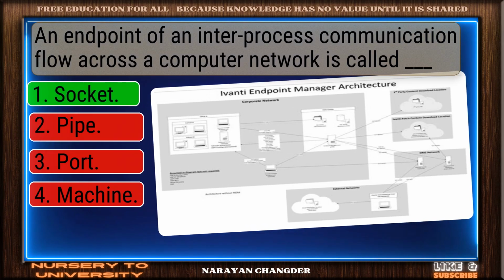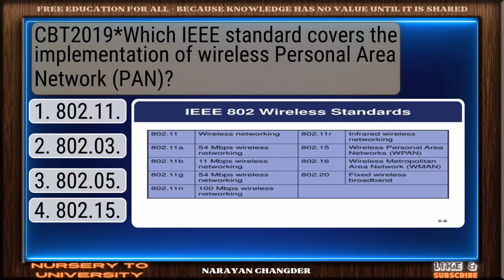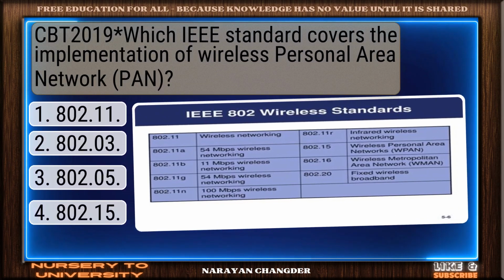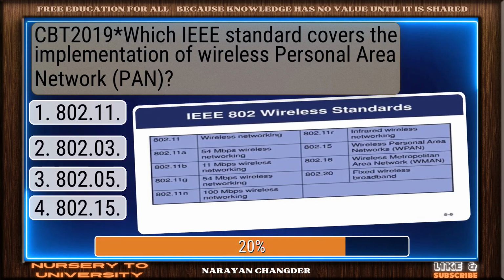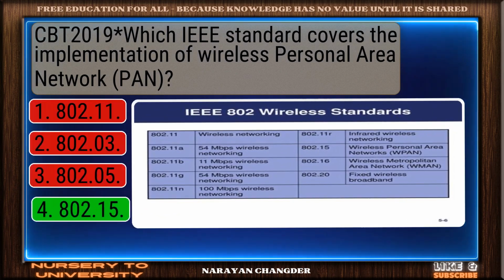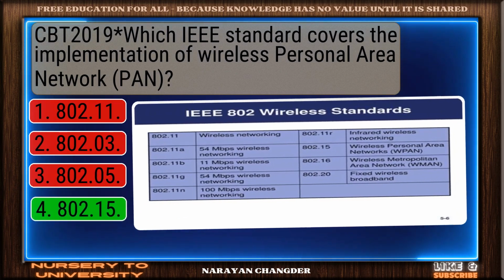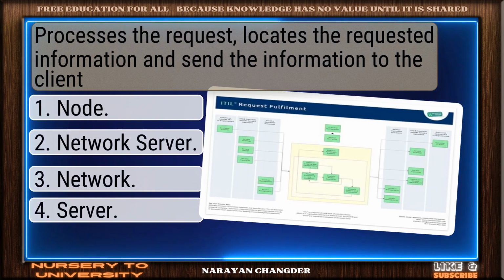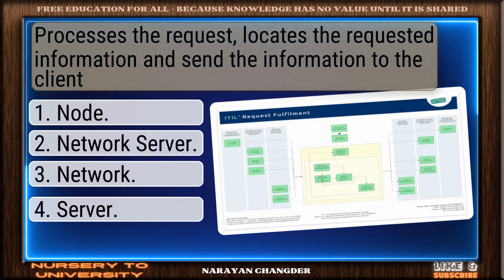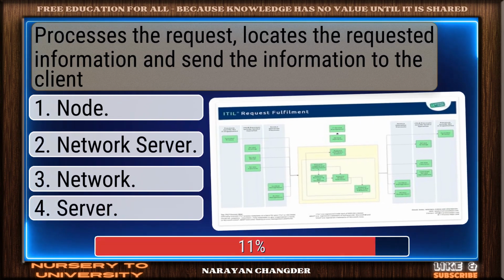Smart move. Socket is accurate answer. Which IEEE standard covers the implementation of wireless personal area network? Well reasoned. 802.15 is correct. Processes the request, locates the requested information, and sends the information to the client.